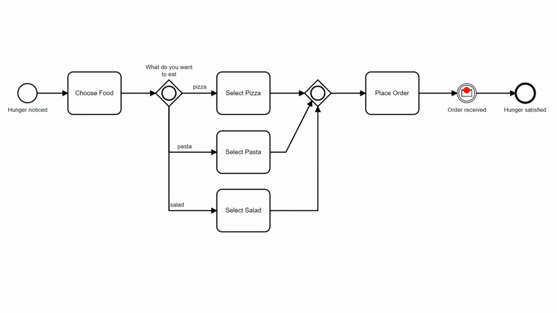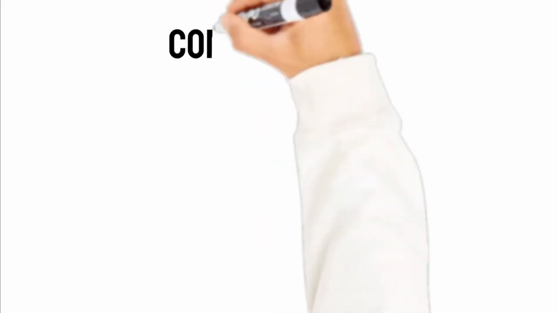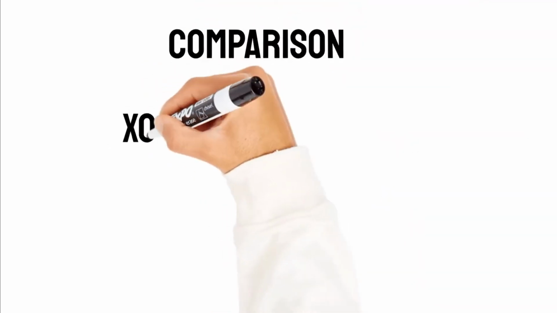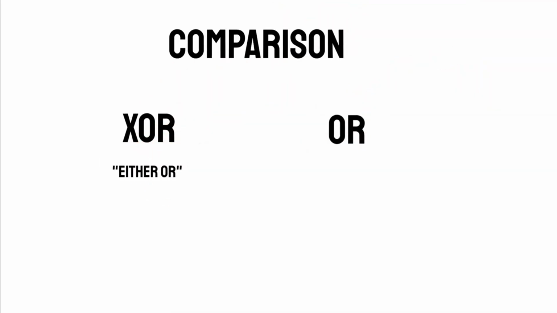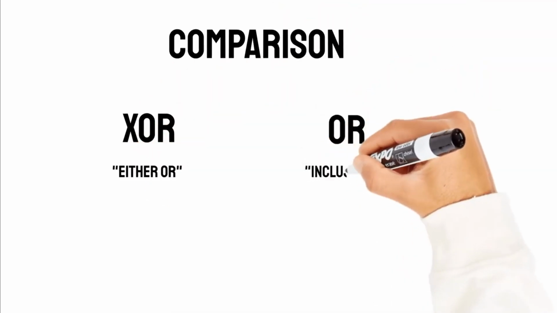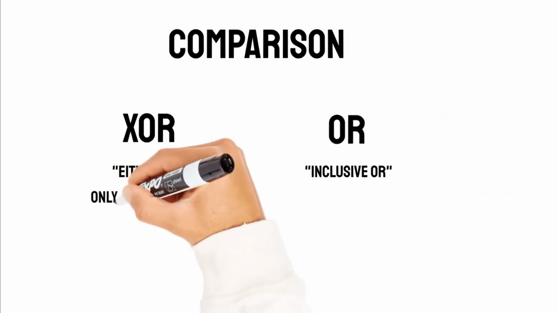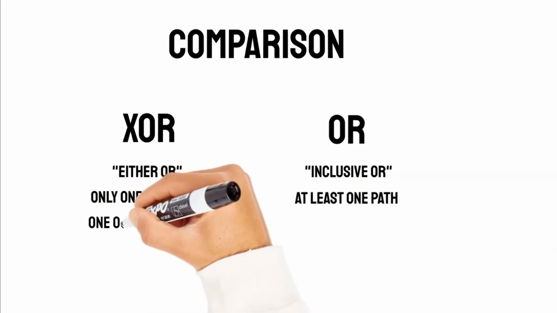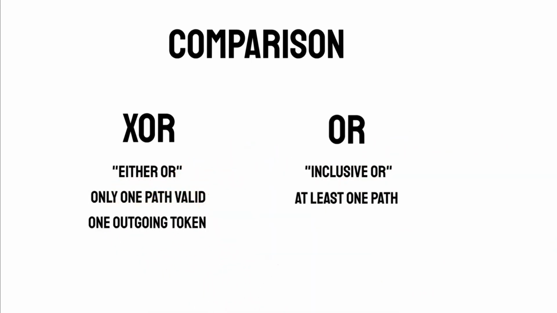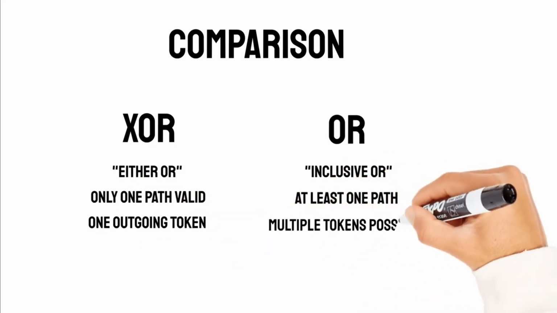So now you have seen 2 examples for an XOR and an OR gateway. Let's make a quick comparison between these 2 again. Like I said, the XOR is an either or, so only option A or the other one, only one is possible. OR is an inclusive OR. For the XOR, we have only 1 path that is valid, and for OR, we have at least 1 path, but multiple are possible. Also, the XOR gateway has only 1 token going out, but the OR gateway has multiple ones, at least 1.